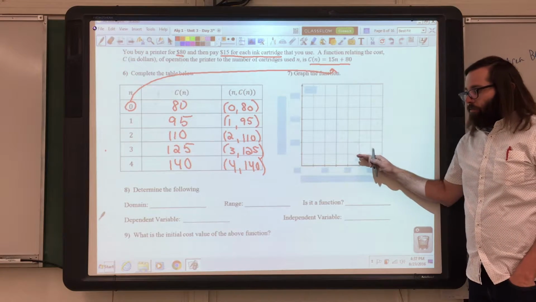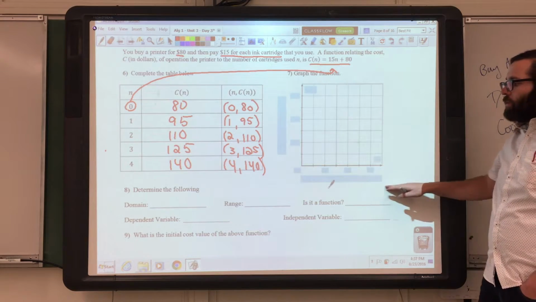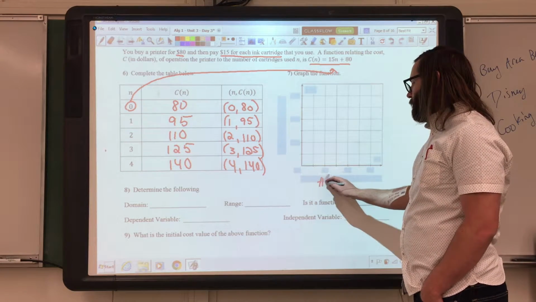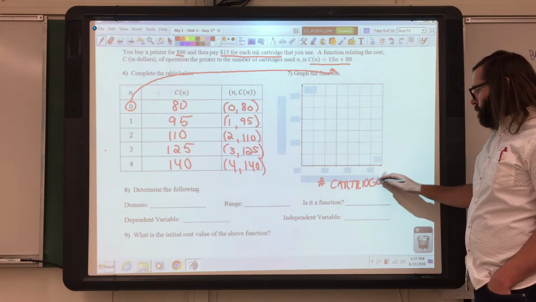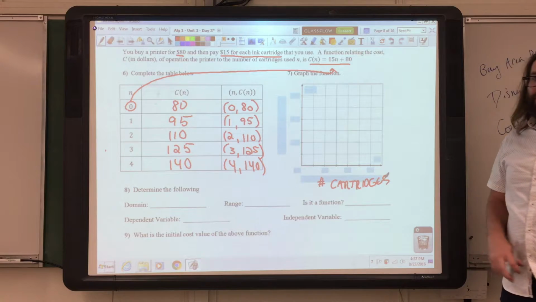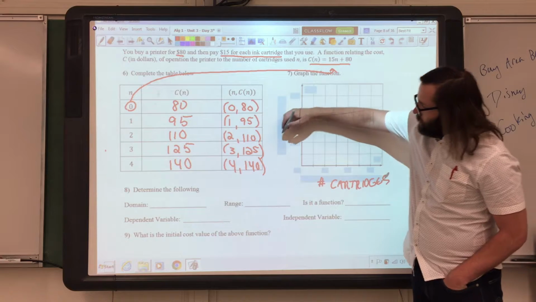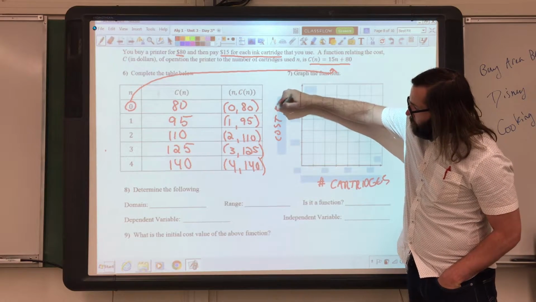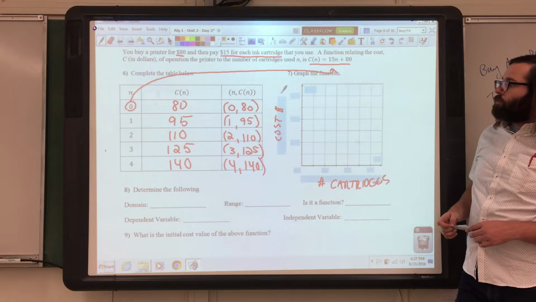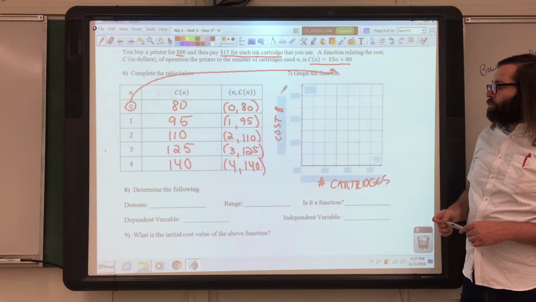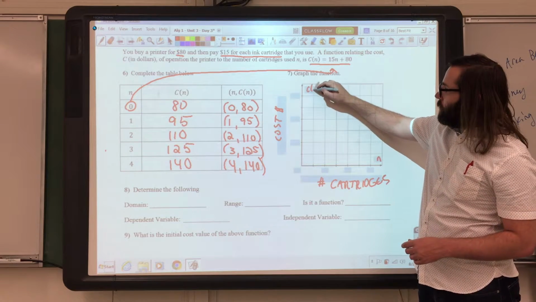So on our graph, we have to label our axes. Our x-axis, our independent variable, is the number of ink cartridges. We can change how many we buy, and what depends on that is the cost in money. Now this is going to be n, number of cartridges, and C of n.